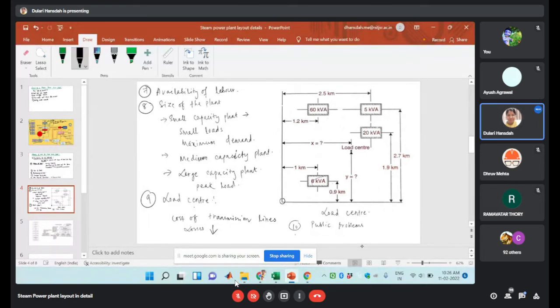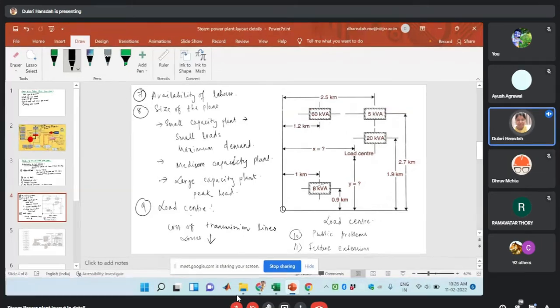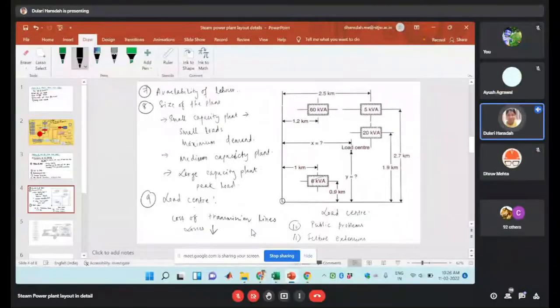Okay. So the 11th point is your future extension. One should keep in mind that the plant which will be designed at present, in the long future, that equipment sometimes will not work properly. So you have to install a number of units.